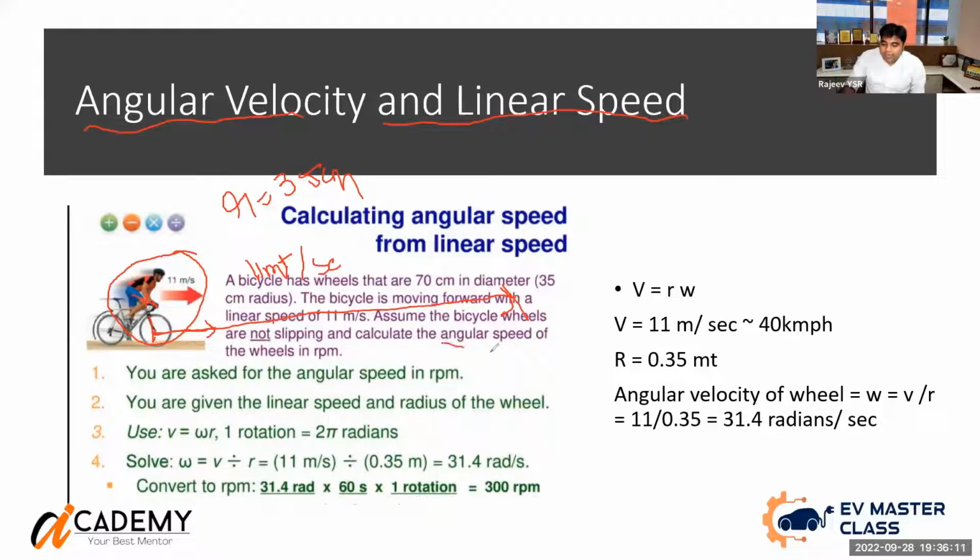Calculate the angular speed of the wheels in RPM. This is the question. Quickly calculate. See, I've given you the radius of the wheel. I've given you the linear velocity. Calculate the angular speed of the wheel. Angular speed means the wheel's revolutions per minute. Revolutions per minute is the angular velocity, right? You got the linear velocity, 11 meters per second, and you also have the other parameters given. Now calculate the angular velocity of the wheel.